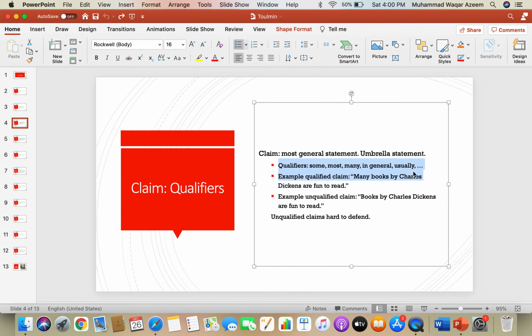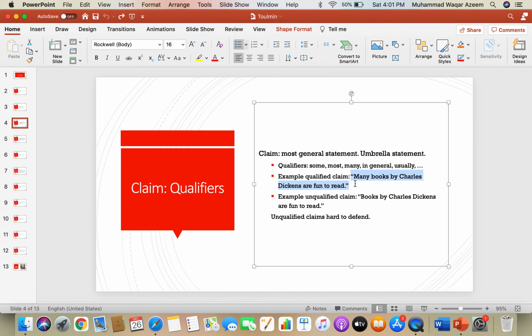to a particular issue. However, when writers write a claim, they use various qualifiers. These are examples of qualifiers: some, most, many, in general, usually. Here is an example of a claim where a qualifier has been used. Many books by Charles Dickens are fun to read. I'm sure you can immediately understand what a claim should look like.